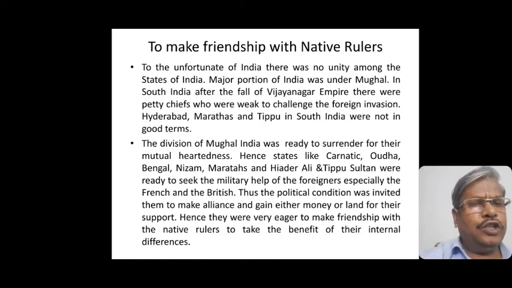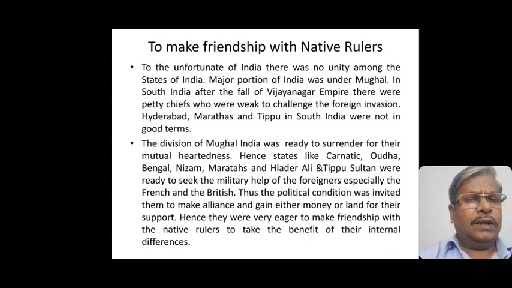To the misfortune of India, there was no unity among the states of India. A major portion of India was under the Mughals. In South India, after the fall of the Vijayanagara Empire, there were petty chiefs who were too weak to challenge the foreign invasion. Only states like Hyderabad, the Marathas, and Tipu Sultan were powerful enough to fight against any Europeans, but the rest of the chiefs were very small in the size of their kingdoms, and they had no army at all.